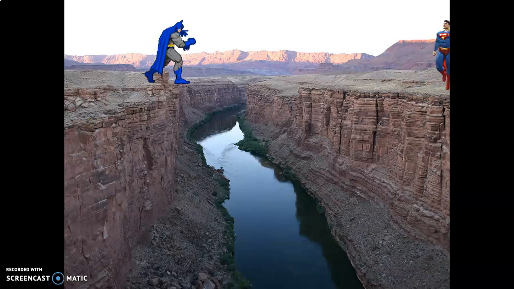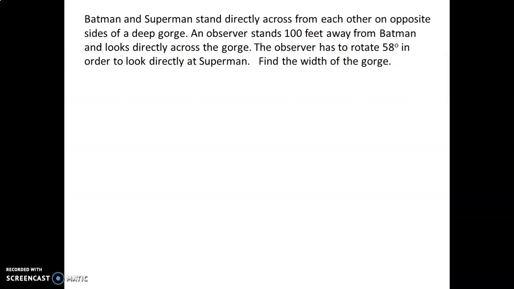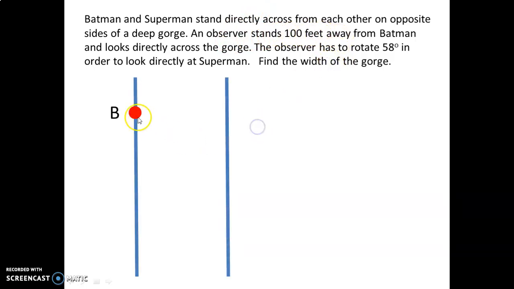Here we have Batman and Superman. Of course, they always meet on opposite sides of a gorge. So here's the problem. They're directly across from each other on this gorge, and an observer stands 100 feet away from Batman. So let's sketch this out. Here's Batman. Here's Superman directly across from him in the gorge.